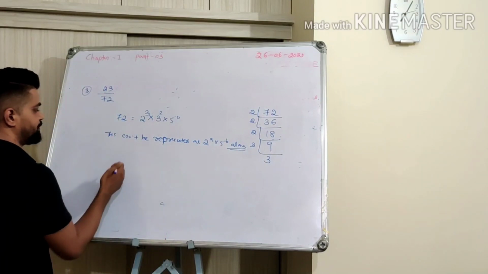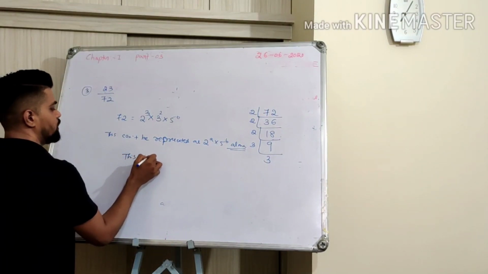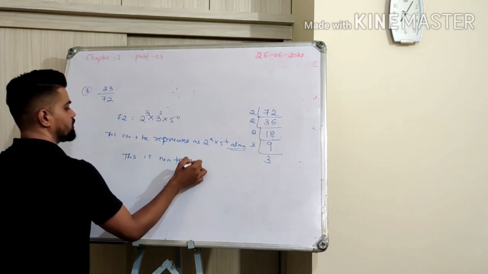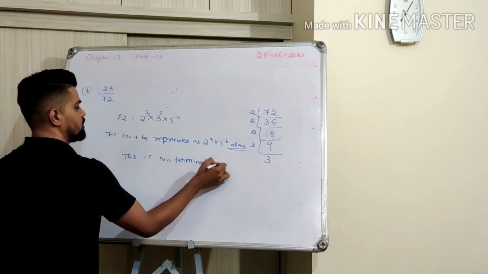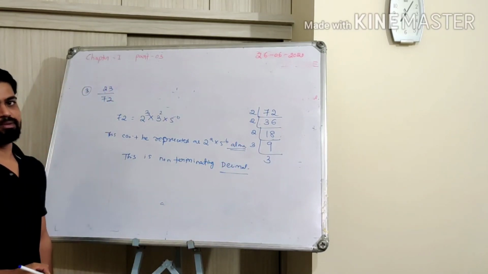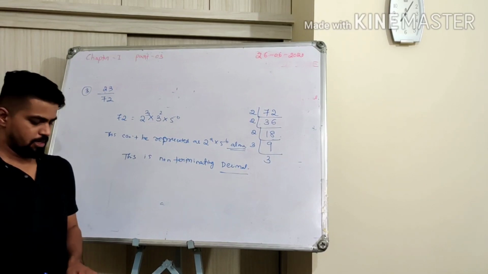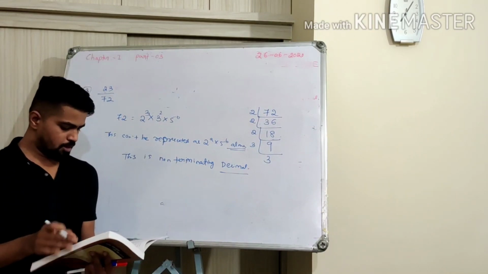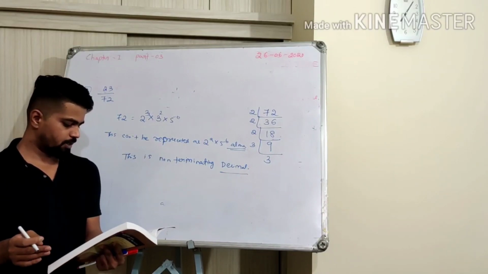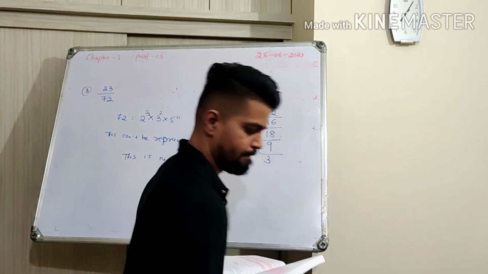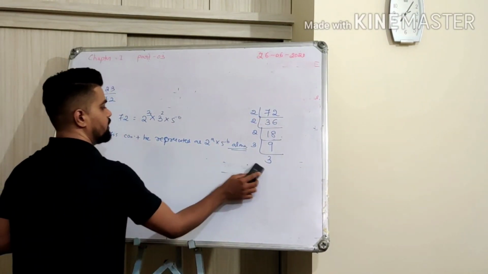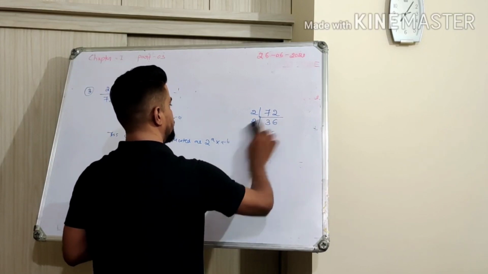So what is this then? This is a non-terminating decimal. Okay, this is a rational number which is a non-terminating decimal. Okay, so this is how it is. So now we are going to look at this exercise 1a. So hope you can open your book and check the questions in exercise 1a.